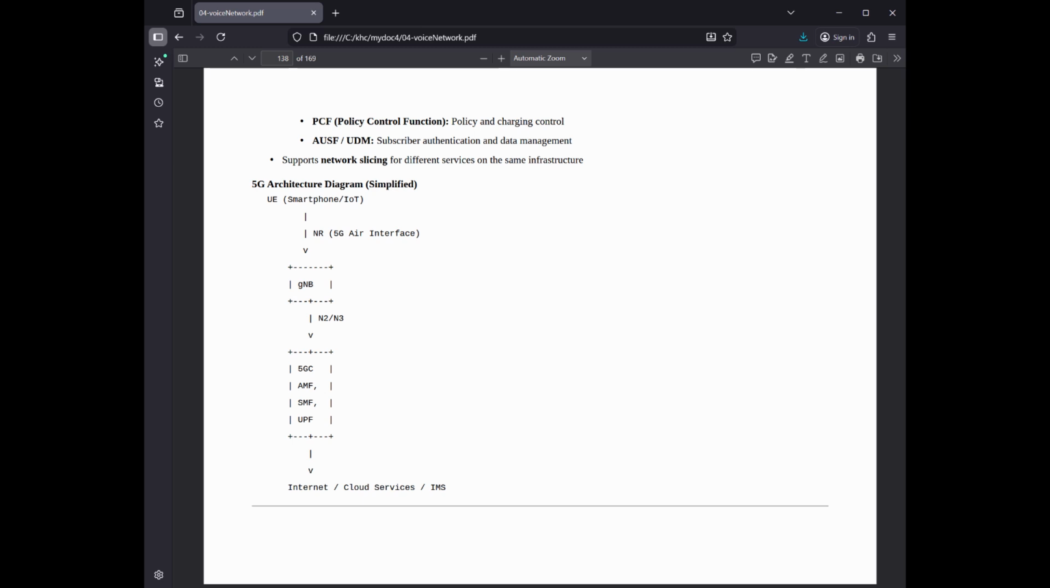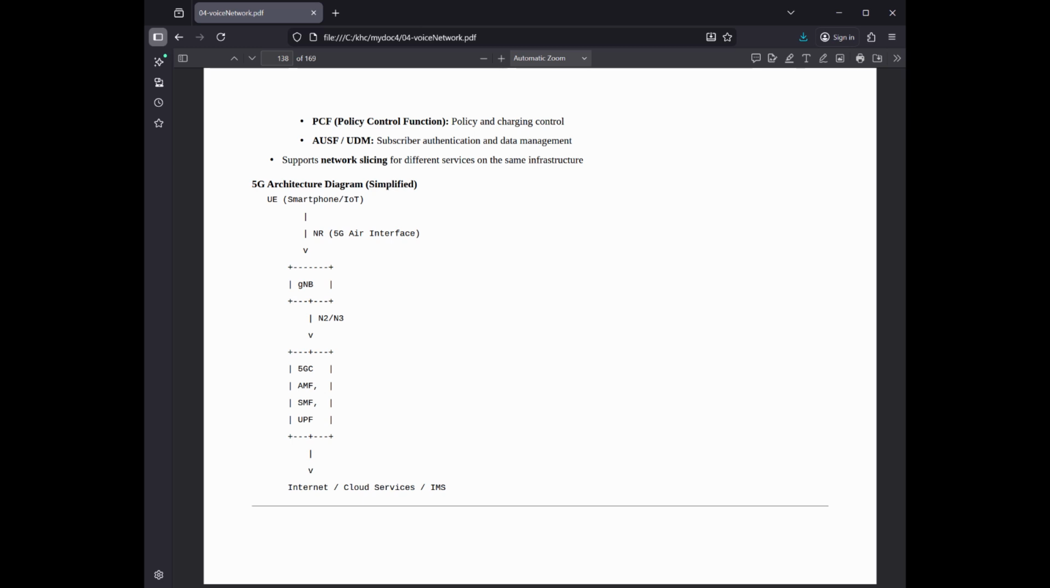It supports network slicing for different services on the same infrastructure. 5G architecture diagram, simplified: UE, smartphone/IoT, NR, 5G air interface, gNB, N2/N3, 5G Core AMF, SMF, UPF.